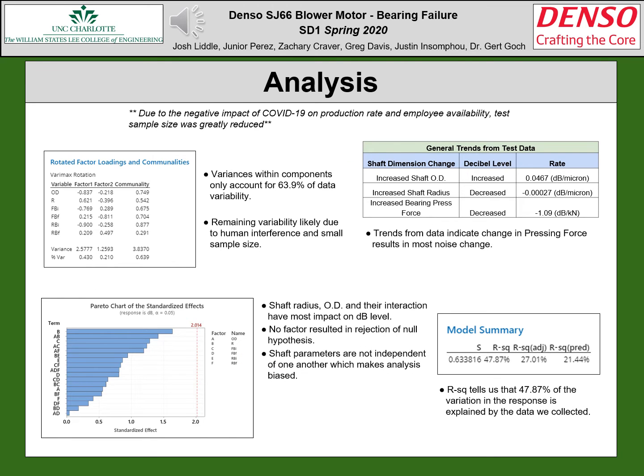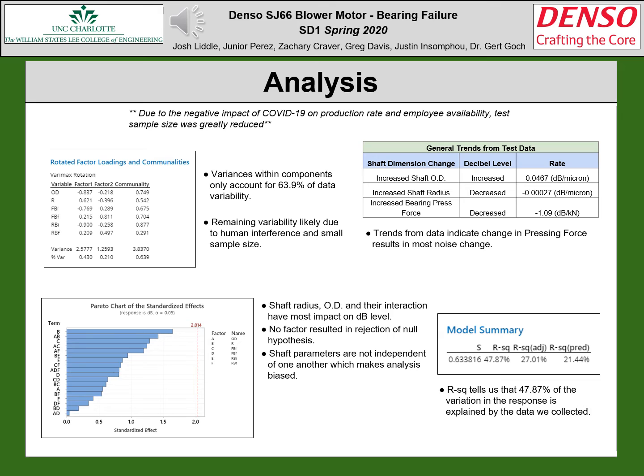The output to our 6-factor 2-level factorial design using a 95% confidence interval yielded no p-values below our significance level of alpha equals 0.05. The lowest was 0.109 for the radius, which concludes that there is no statistically significant association between our response variable, which is decibels, and the individual factors or their interactions.